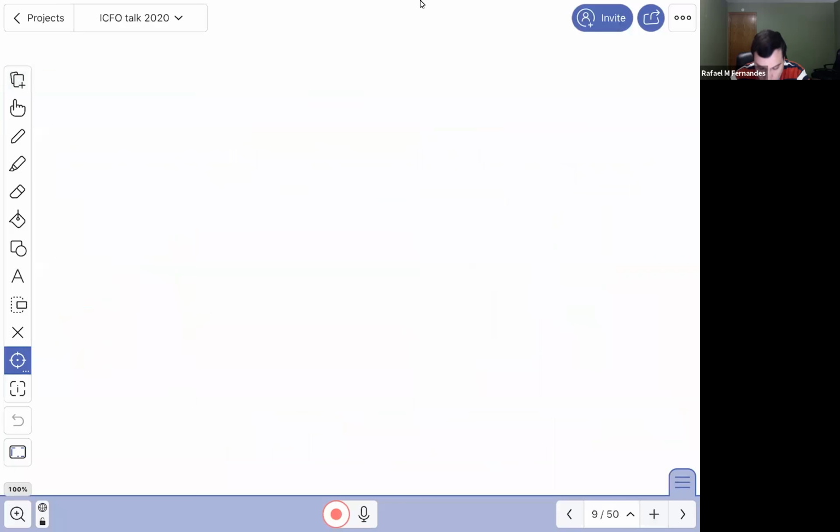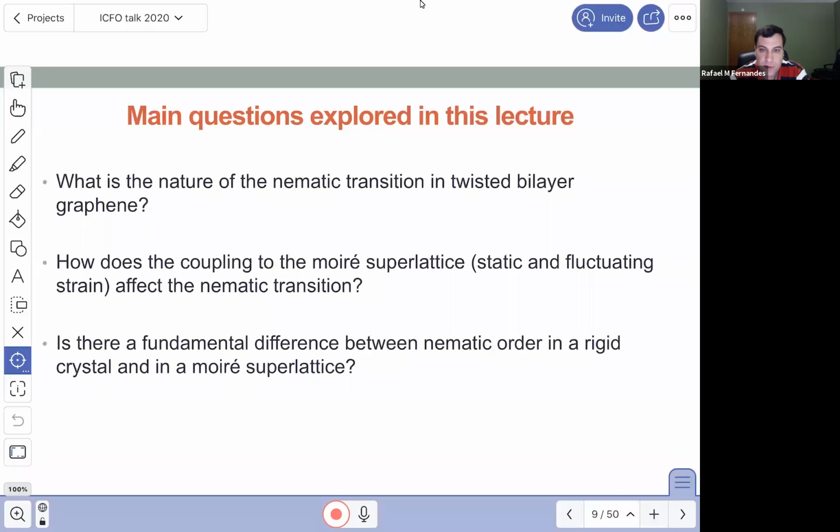Okay, so I hope I motivated you that it's an interesting problem to study nematicity in twisted bilayer graphene. There is experimental evidence for that. And that's what I'm going to do in the rest of this lecture. I want to touch on three different questions. First is to discuss the nature of this nematic transition and this nematic phase. Then I want to discuss how it couples to the moiré superlattice. And I want more generally to understand if there's a difference in what we call nematic order in a rigid crystal versus in a moiré superlattice, okay? Any questions?